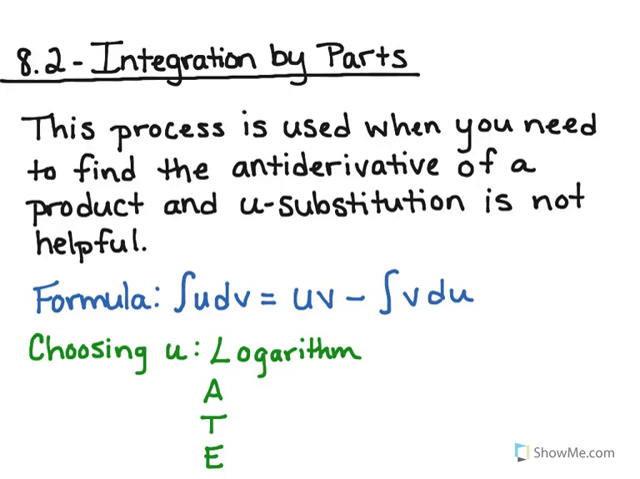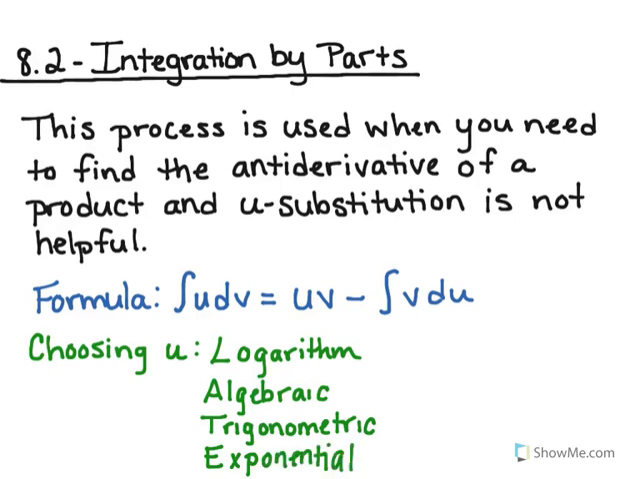The A stands for an algebraic term, something that you would be able to use the power rule on. The next is something trigonometric. And the last one is something exponential, like e to the x. So your first choice is something logarithmic. Your second choice would be something algebraic, something that you could do the power rule with. And then trigonometric and exponential, e to the x.